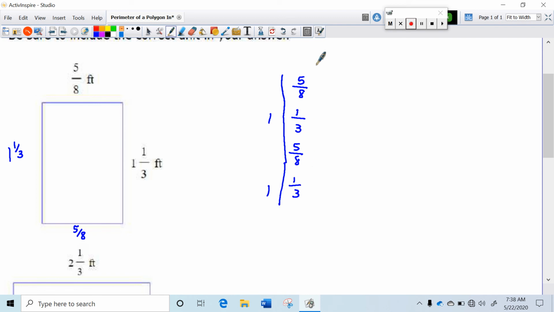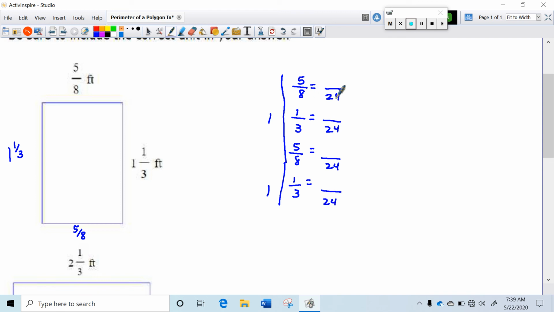Okay, let's deal with the fractional part first. We need a common denominator. So you take the two numbers that we have, 8 and 3, and go ahead and multiply them together. That's the fastest way to do that. So 8 times 3 is 24. So we're going to make a denominator of 24 for each of these.